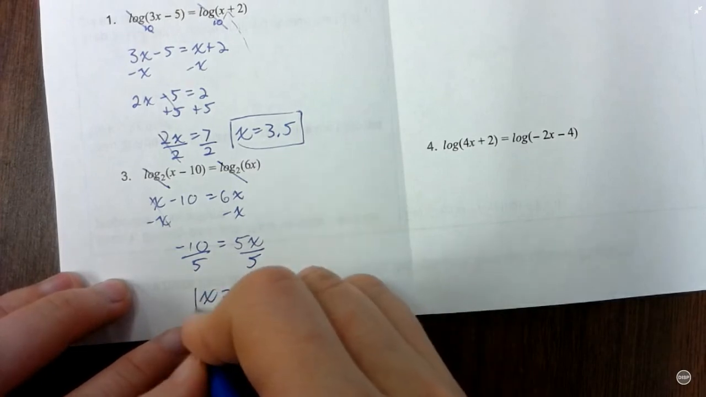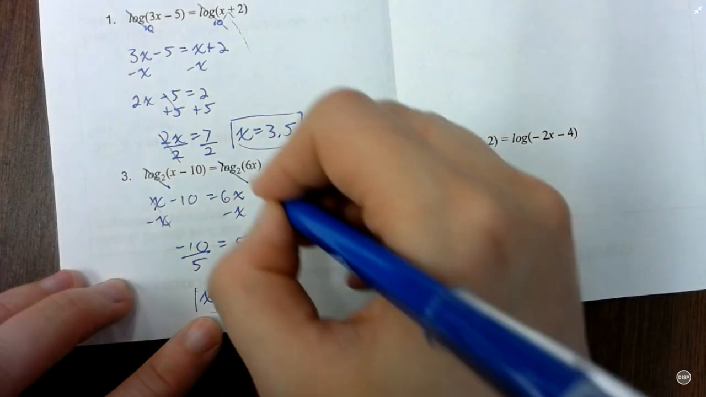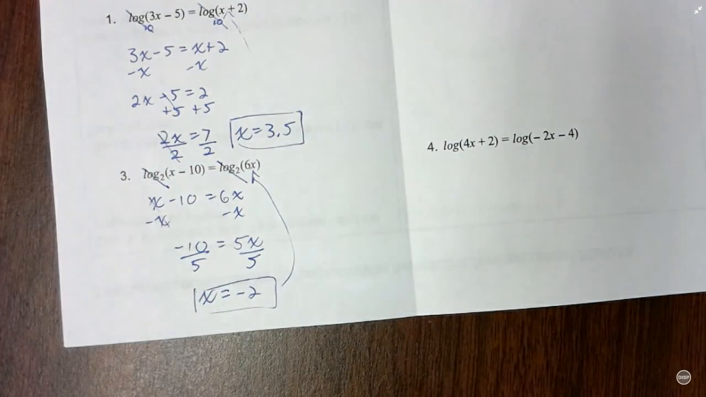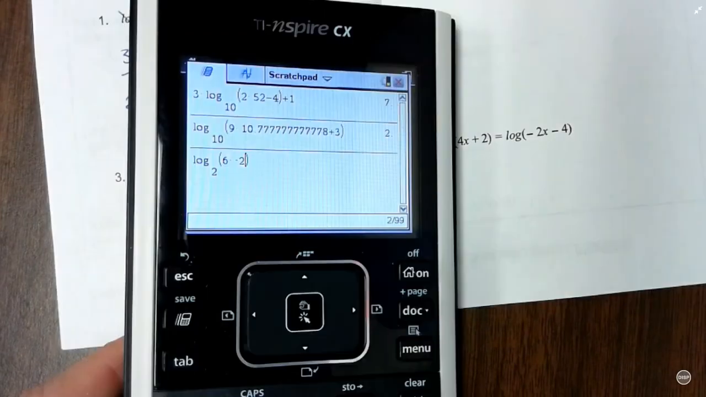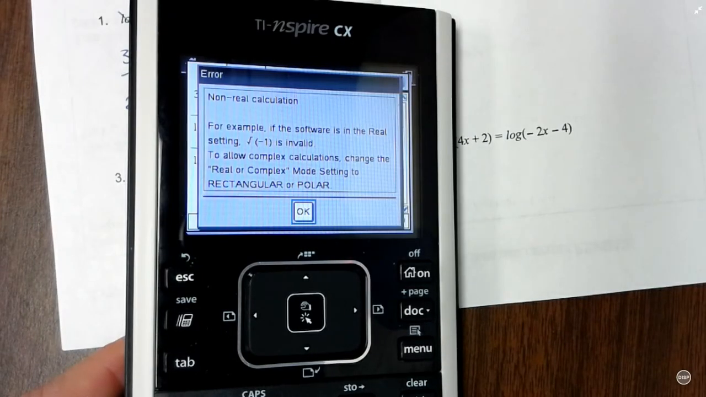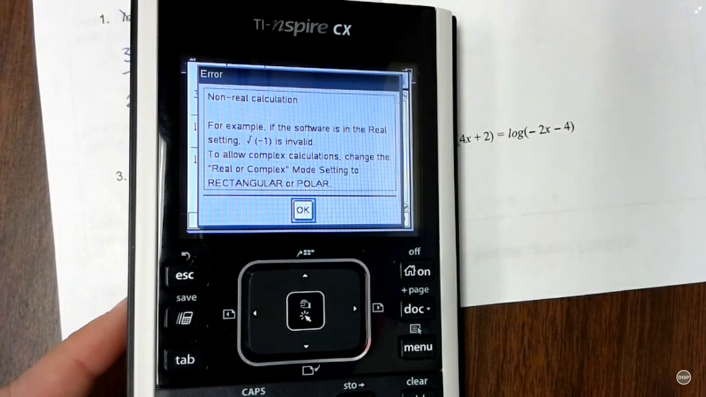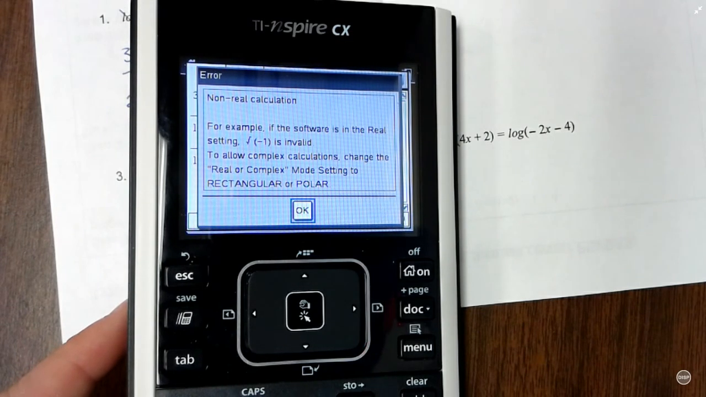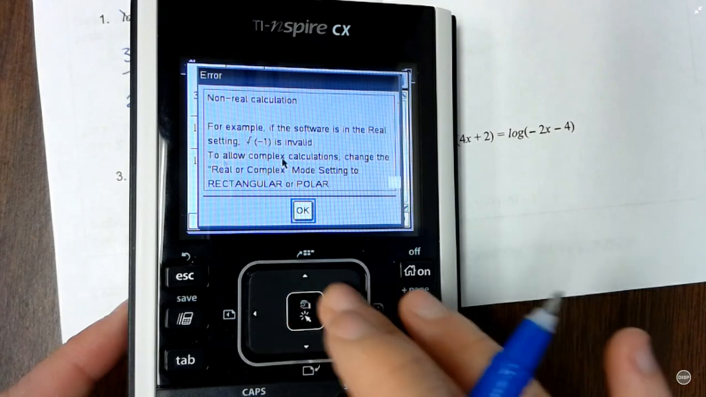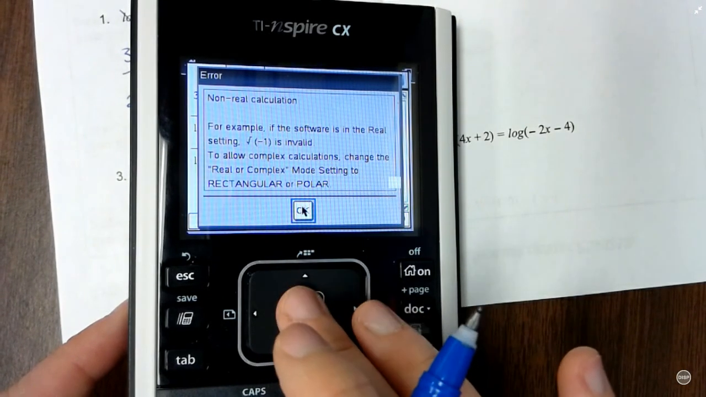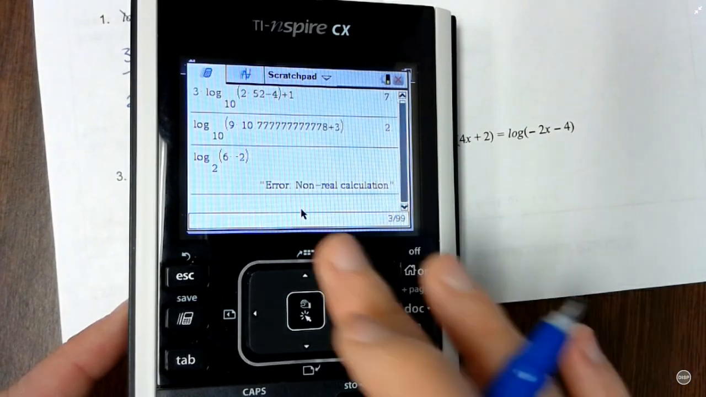Now, go ahead and plug that back in to your logs. Either one or both, up to you. Press enter. Oh my gosh, what does that mean? Non-real calculation. That's like saying no real solution. There's an imaginary number solution maybe, but there's no real solution.